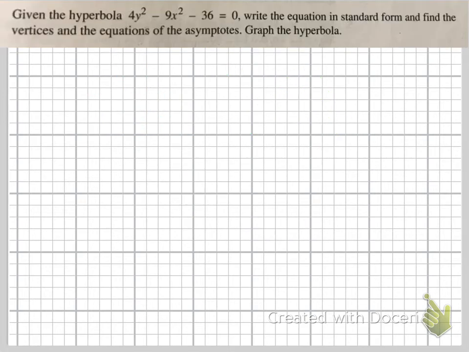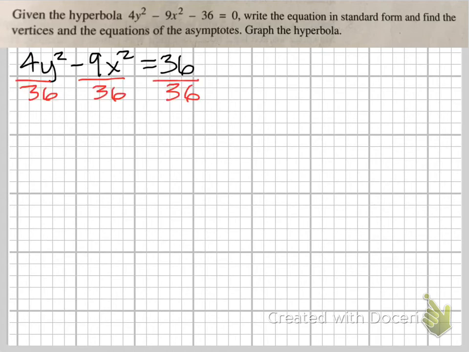Okay, so given the hyperbola 4y squared minus 9x squared minus 36 equals 0, write the equation in standard form and find the vertices and the equations of the asymptotes. Graph the hyperbola. So we write the equation. We're going to solve it. We need it equal to 1. So to get it equal to 1, we're going to divide everything by 36. When I divide everything by 36, I get y squared over 9 minus x squared over 4 equals 1.